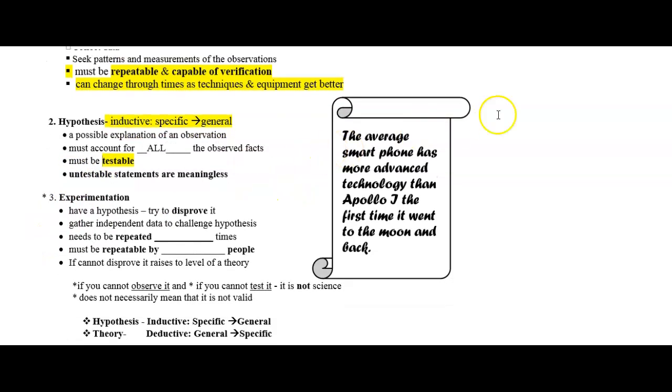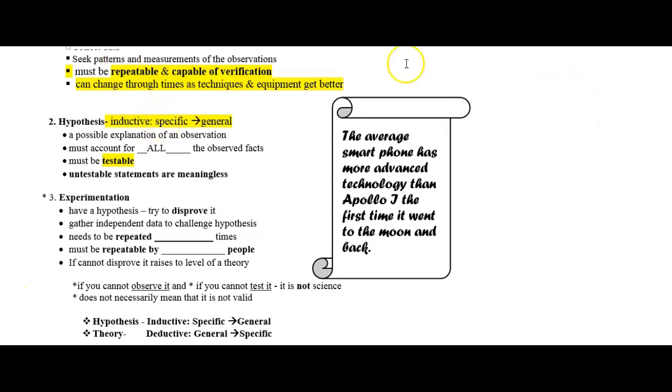Alright, meaning this. It's over here. The average smartphone has more advanced technology than Apollo 1, the first time it went to the moon and back. Just think, in 10 years, it's going to be totally changed.